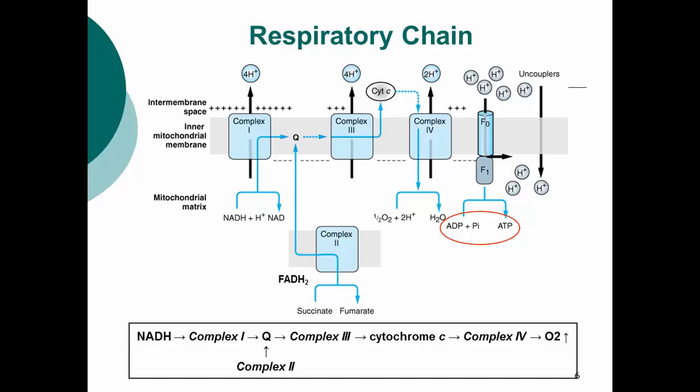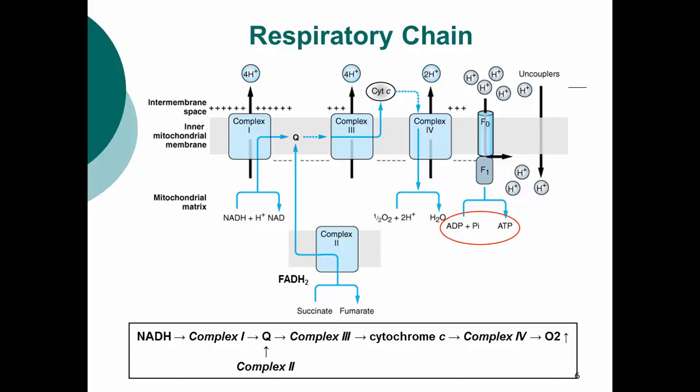And complex 2, because of its location, does not have any function as a proton pump, right? So that means any electron transported through complex 1, 3, and 4 is able to generate energy and ATPs. If electrons are transferred to complex 2, it will not be able to generate a proton gradient and energy, right?